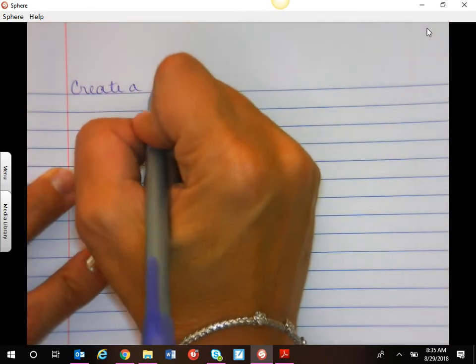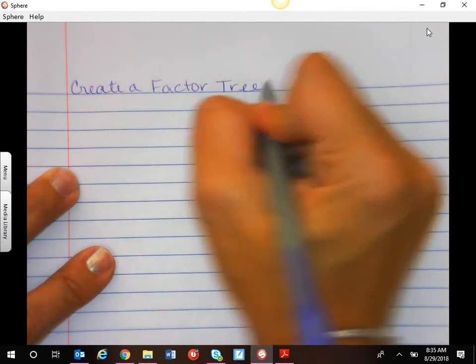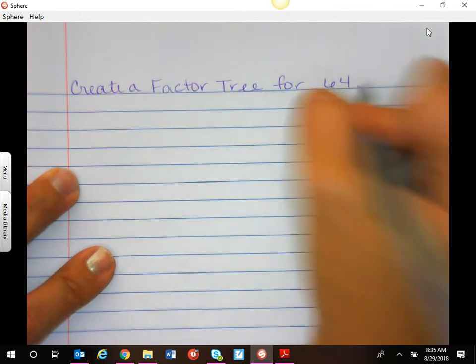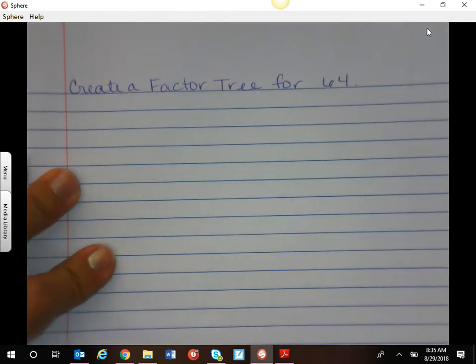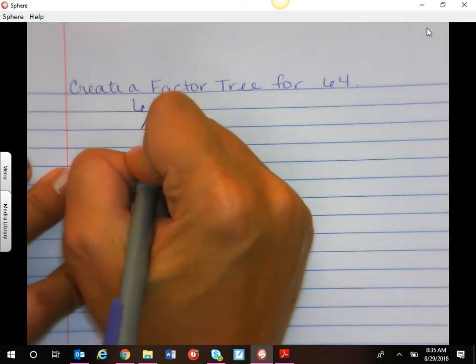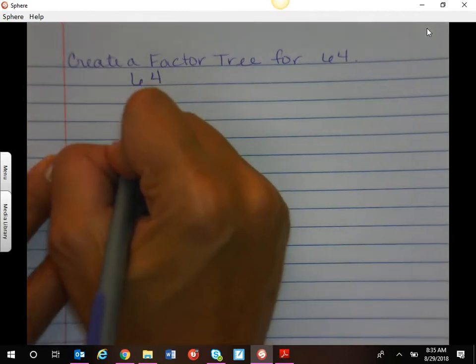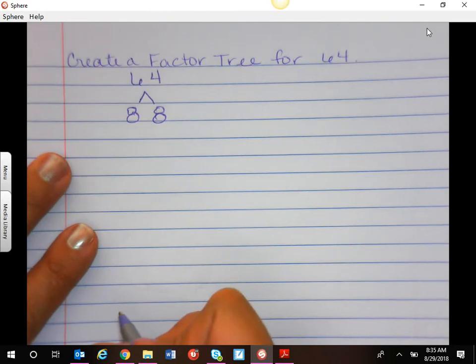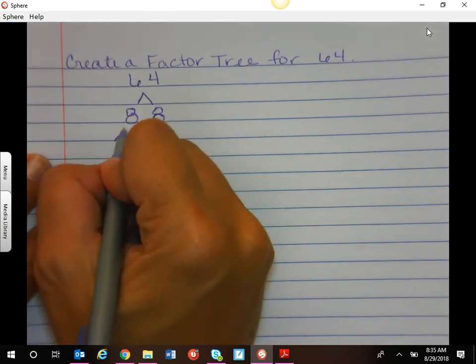And let's create a factor tree for 64. 64 is what we call a composite number as well. 21 was composite. And we're going to break it into prime. So we have 64. Let's think about what makes 64. Well, the first one that comes to mind is 8 times 8. Well, these are both composite as well, because 8 has lots of different factors.